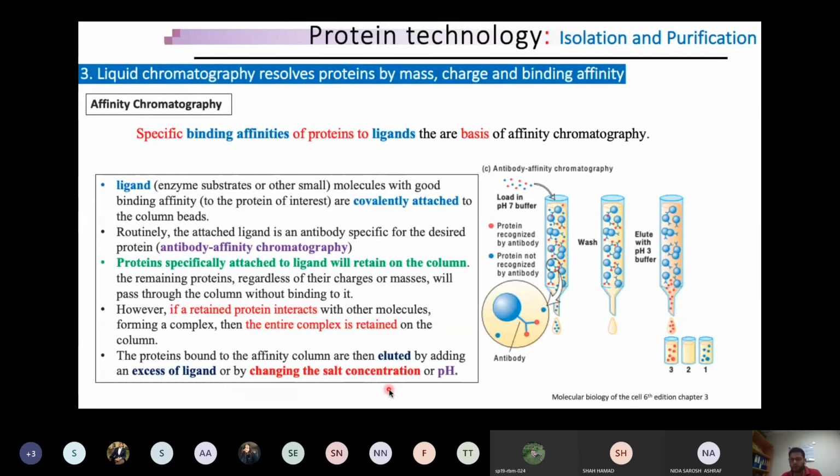You can change the salt concentration. So changing the salt concentration changes the interaction of protein with your column, so you could separate it. You could change the pH of the system. जैसा कि हमने pH 7 से start किया, pH 3 पे, so you could separate it, and by the end you will have different proteins जिनके अंदर different किस्म की characteristics होगी. So we have different proteins now separated.